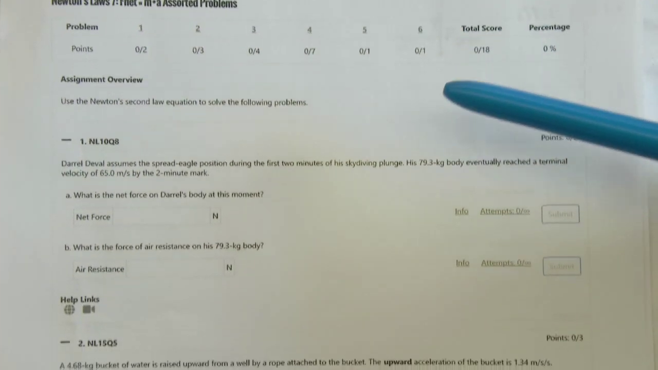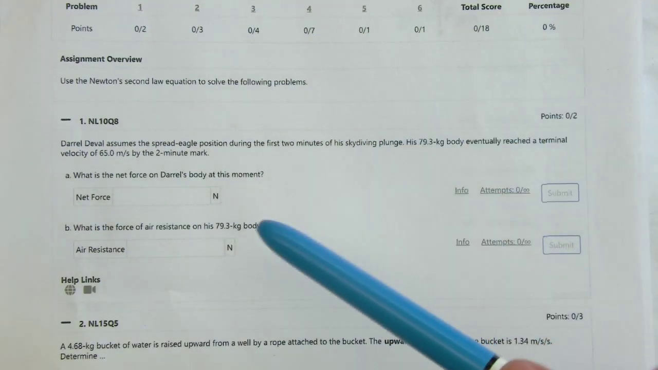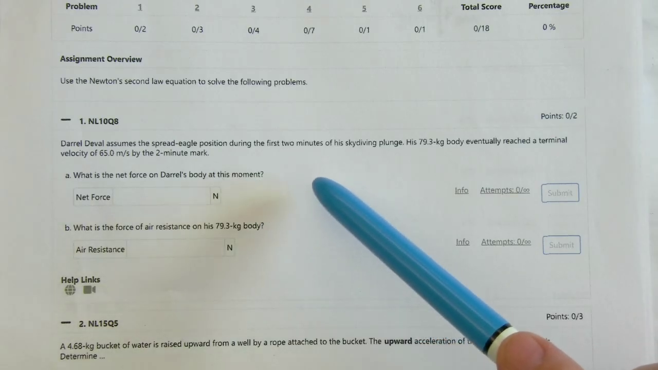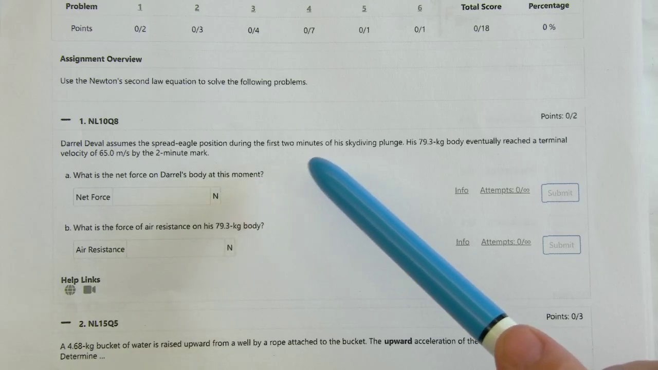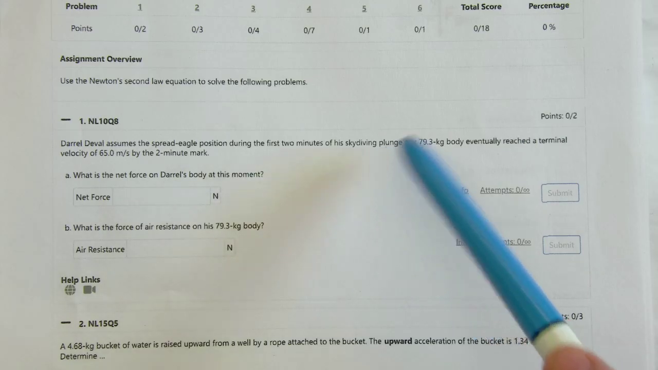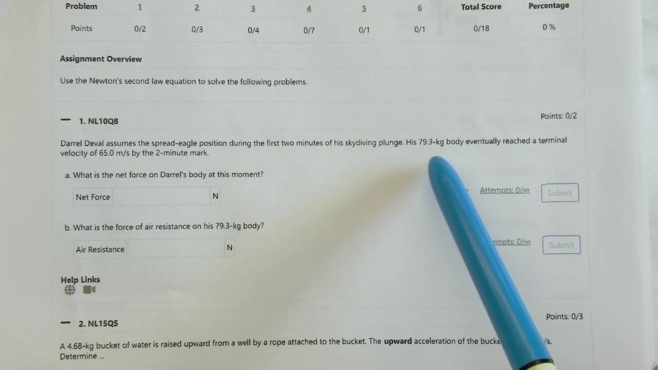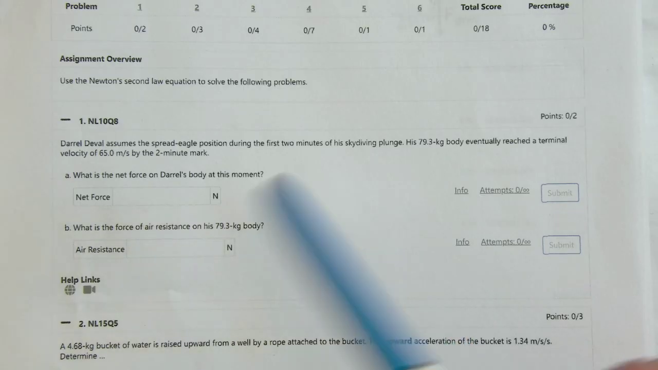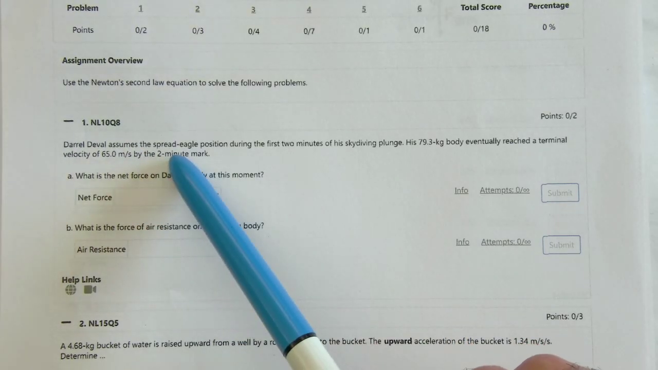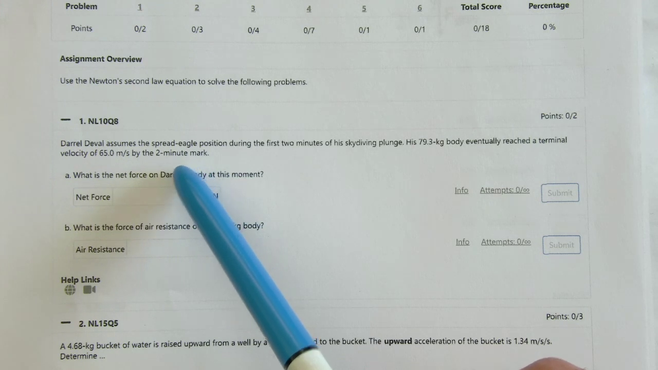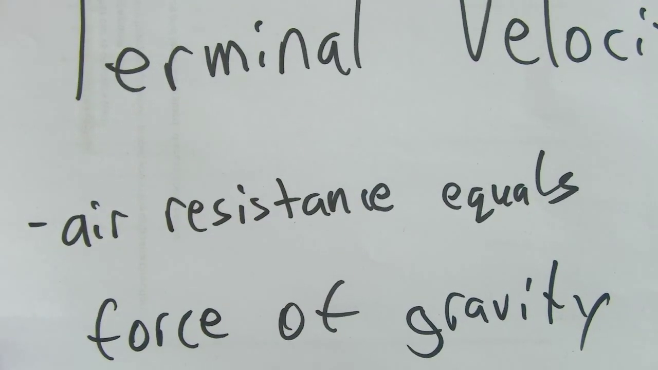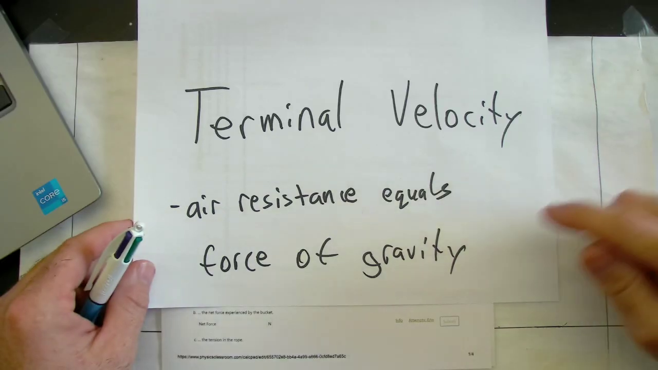This first question talks about Daryl Duvall. He's jumping out of an airplane, and it says in the first 2 minutes, his 79.3 kilogram body eventually reached the terminal velocity, and it gives you the velocity at the end of the two minute mark. It's asking, what is the net force on his body at this moment? I've gotten a lot of questions about that. This is one of the reasons why you should have your notes out. This is some notes that I gave you.